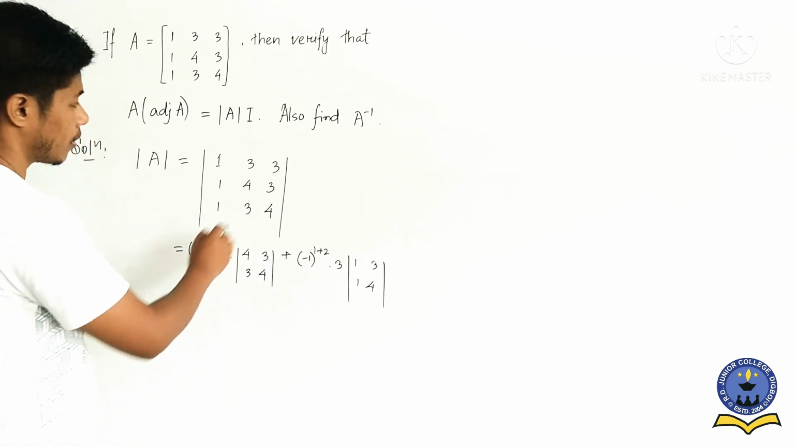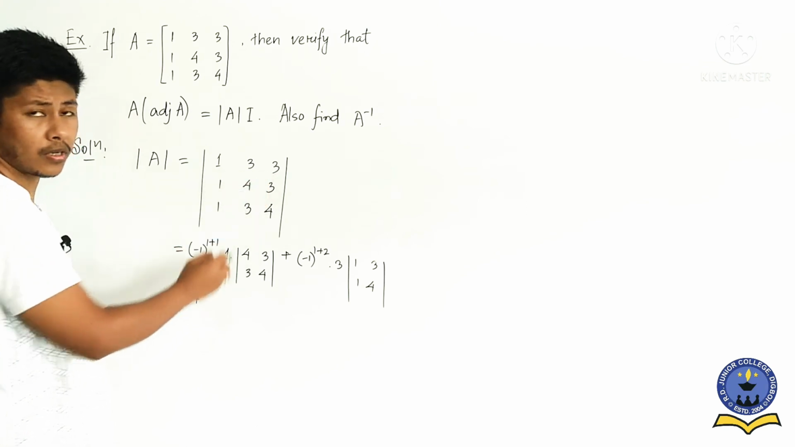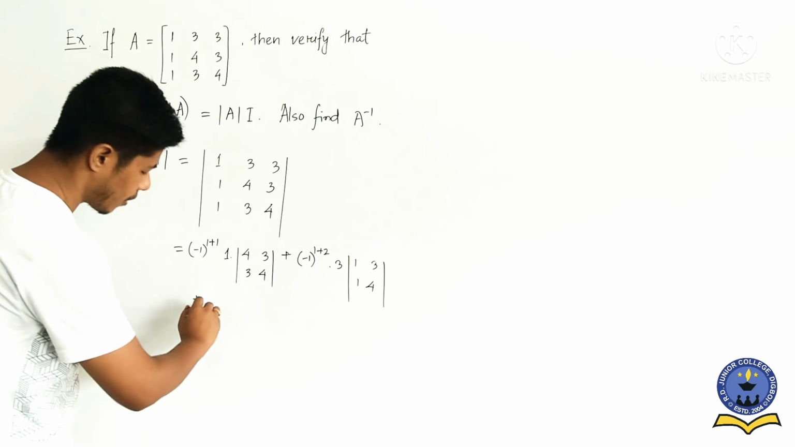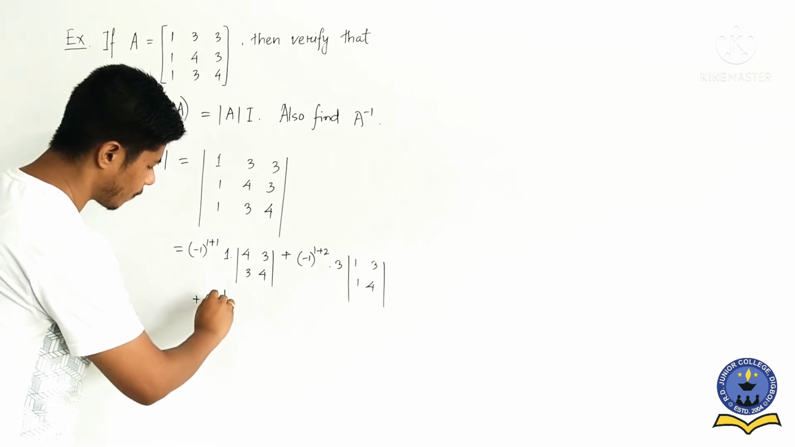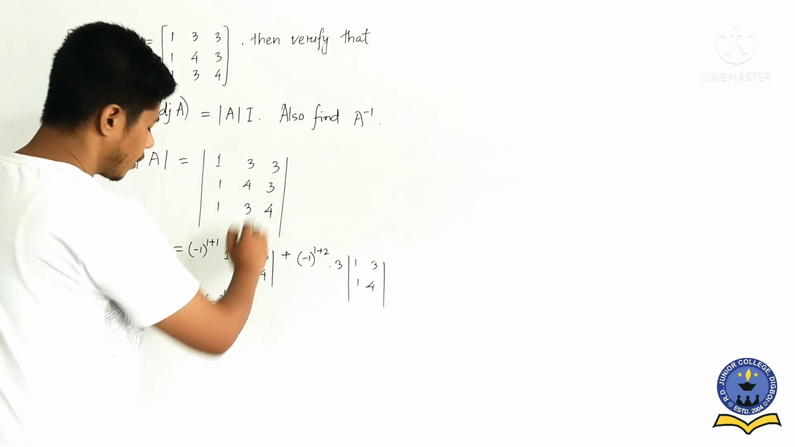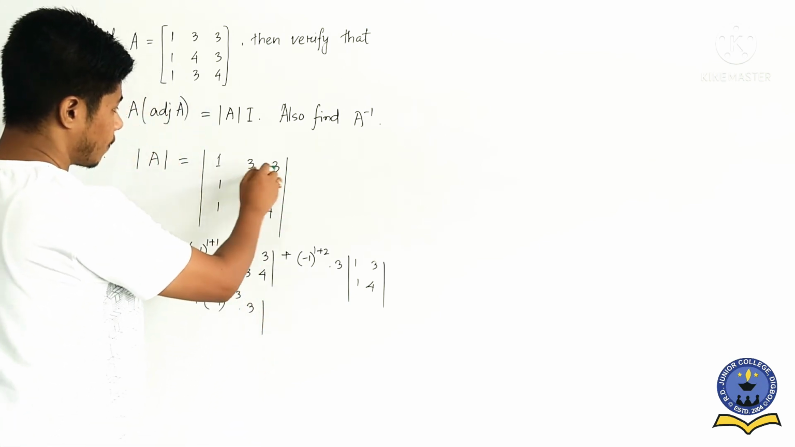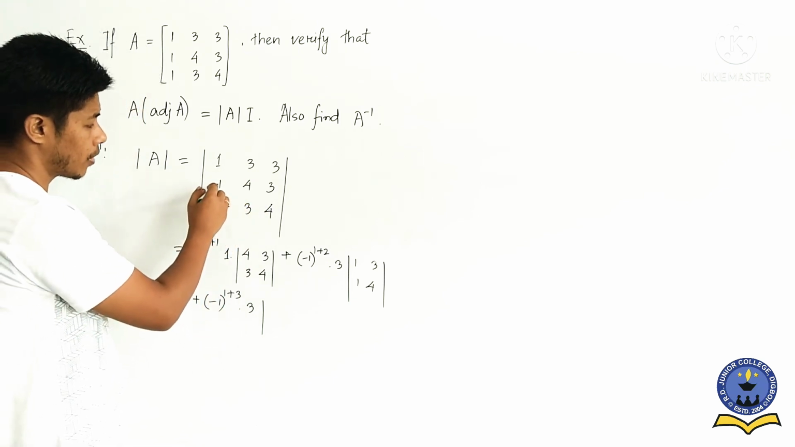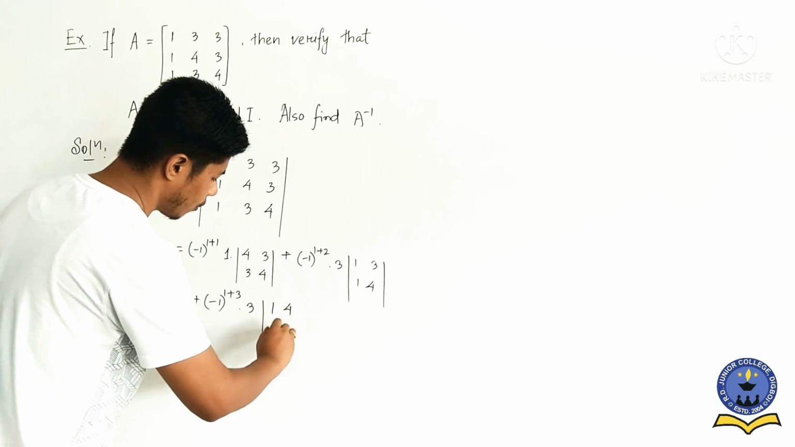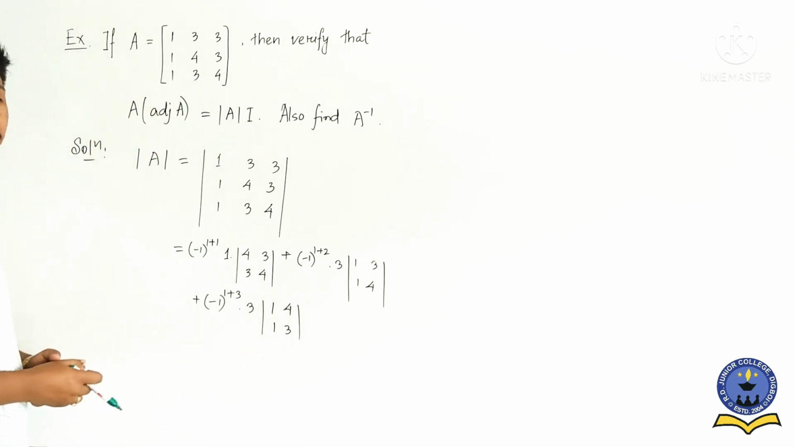Plus, the last one. Now in this case the third position, what is the position of this element? So here first row third column, so that's why here we have to write minus 1 to the power 1 plus 3, isn't it? And the element is 3, and the third column and the first row we have to ignore, so what will remain here, 1 4 1 3, so that's why here we have to write 1 4 1 3. This one is the process to evaluate a determinant.